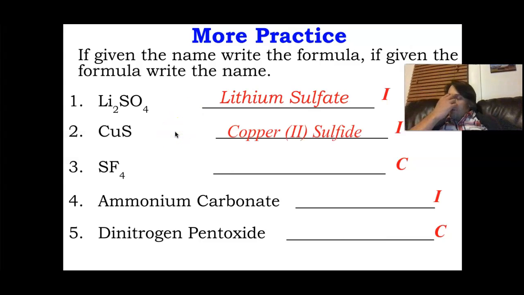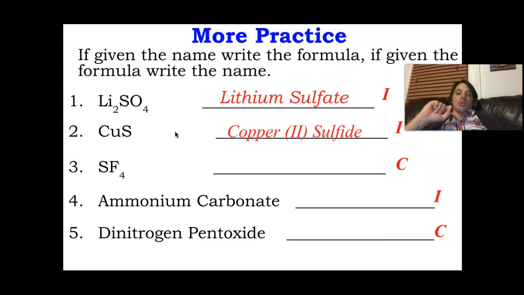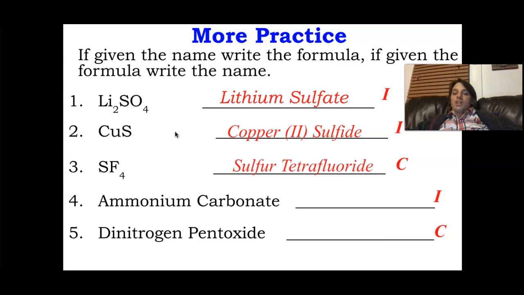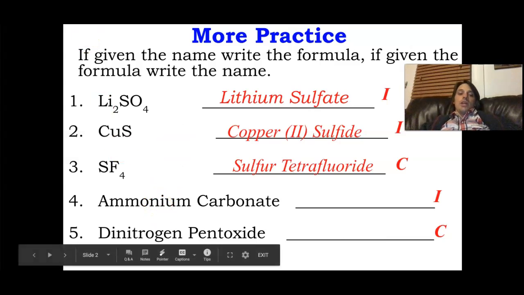Number 3, I use my prefixes here. I don't use a prefix for the first element because there's only one. Remember, I don't use mono as a prefix for the first element, but you use it for the second element. The first element will get a prefix if there is more than one. But in this case, there's only one, so it's just sulfur. The prefix for 4 is tetra. Remember, the second element ends in IDE, sulfur tetrafluoride.